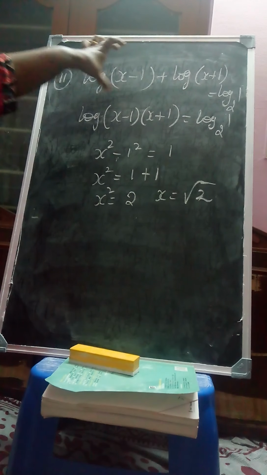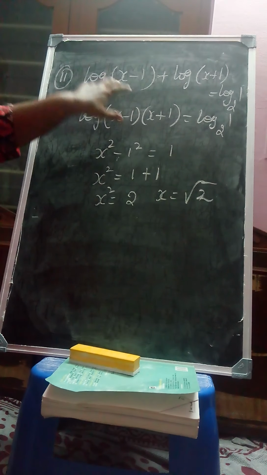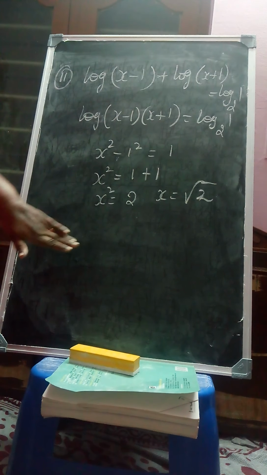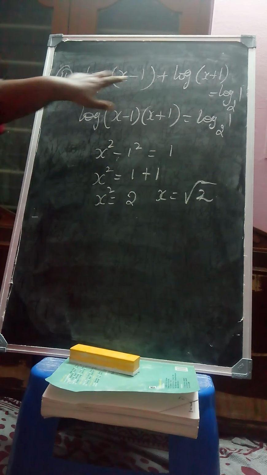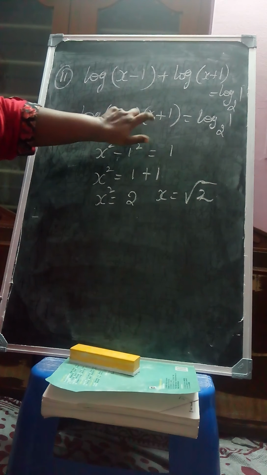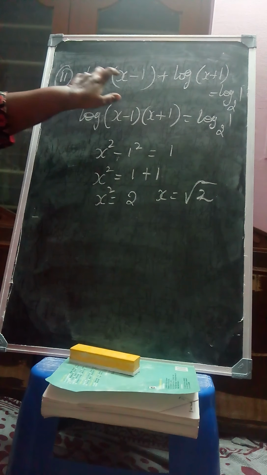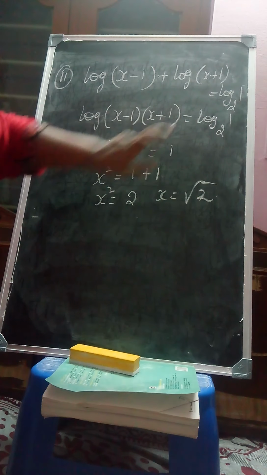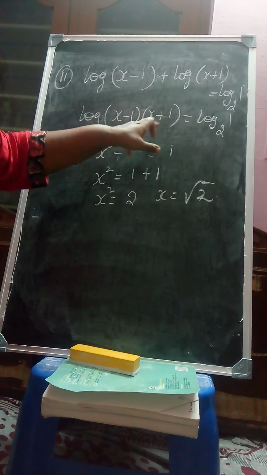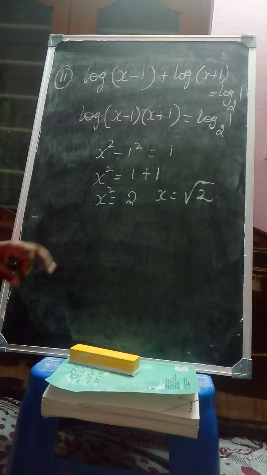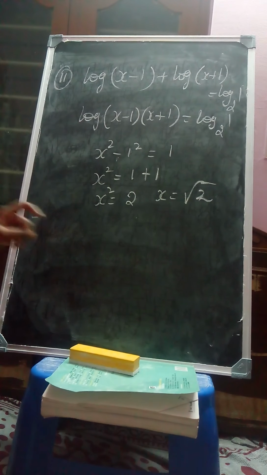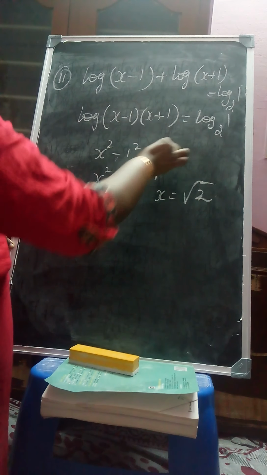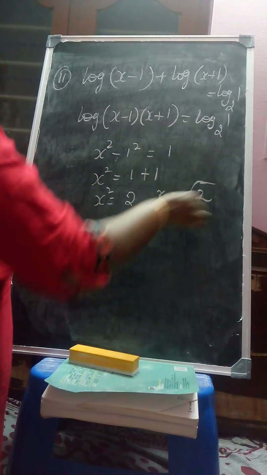See, whenever you have a log plus log, when you have to take it together, there is a law for this. I will be explaining it to you in the next exercise. It will become multiplication. This we call the product law. Log plus log will become a product: (x minus 1) into (x plus 1). So (a minus b) into (a plus b) will become a square minus b square. Now log on both sides will go, so 1 will be remaining. So x square is equal to 1 plus 1, x square is equal to 2, x is root 2.